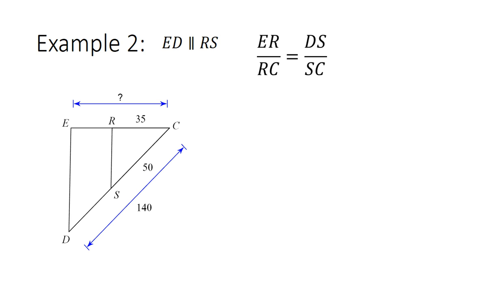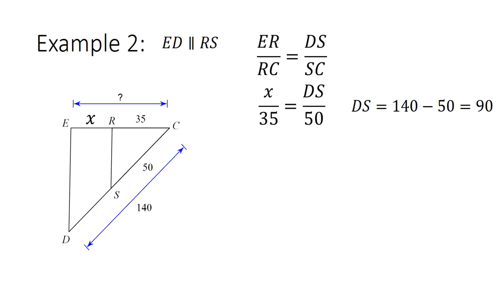Now just looking at it, it looks like we don't have some of this information, so I'm just going to substitute in what we do have. We know RC is 35 and SC is 50, and I'm going to let ER represent x at this point. And so that leaves us with trying to figure out what DS is, which we can figure out because we know that the whole side DC is 140 and we know that SC is 50. So to get DS, we are going to do 140 minus 50, which is equal to 90. And now I'm going to substitute 90 in for DS in our proportion.